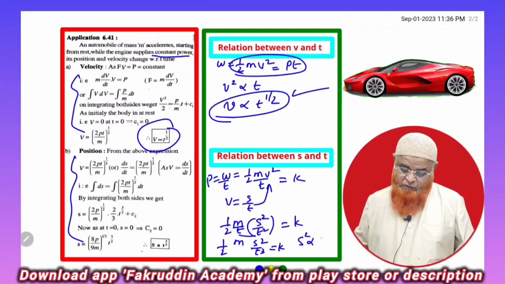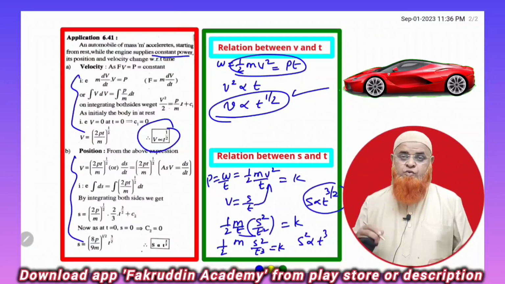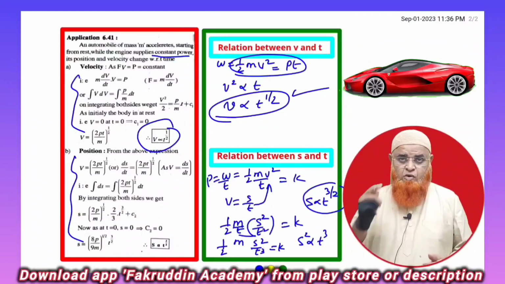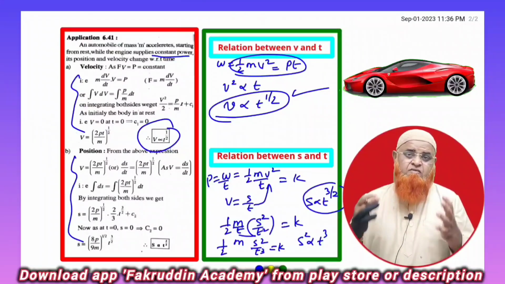Therefore s square is directly proportional to t cube, so it can be written as s is directly proportional to t power of 3 by 2. So directly we got the relation between displacement and time without integration and differentiation also. Hope you enjoyed these methods of finding the relation.